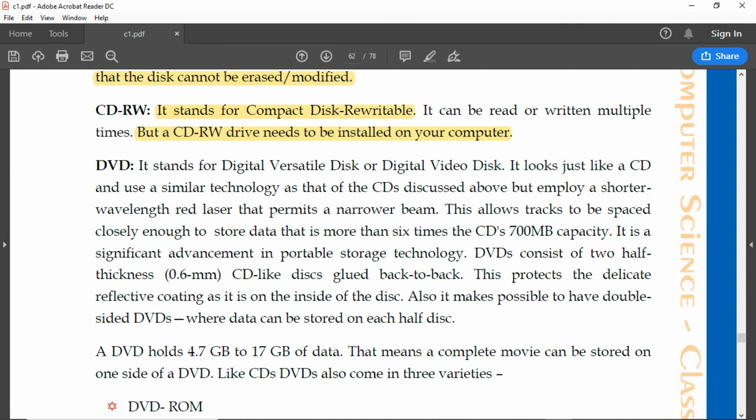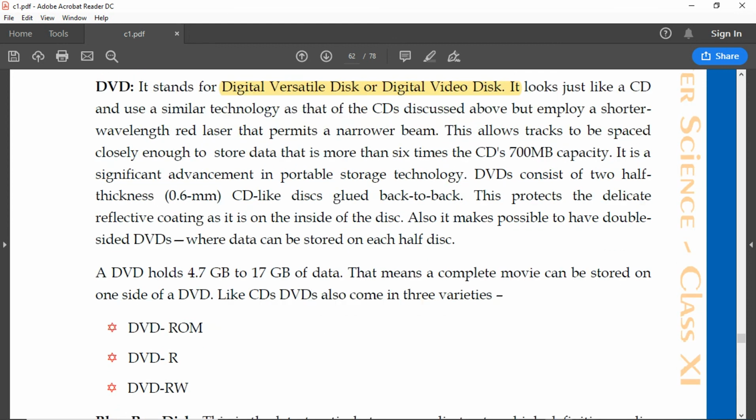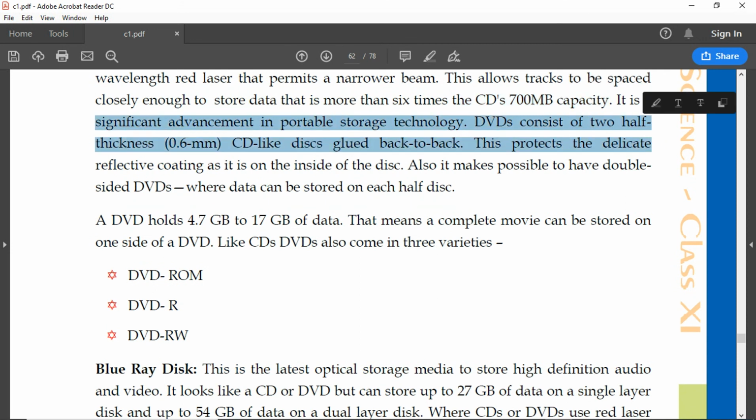DVD stands for digital versatile disc or digital video disc. It looks just like a CD and uses a similar technology as that of the CDs discussed above but employs a shorter wavelength red laser that permits a narrower beam. This allows tracks to be spaced closely enough to store data that is more than 6 times the CD's 700 MB capacity. It is a significant advancement in portable storage technology.